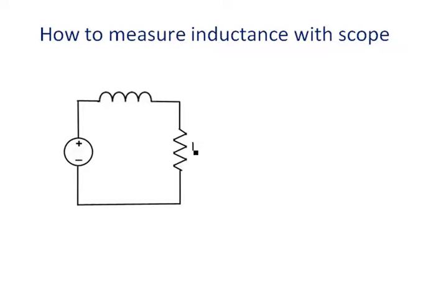So here we have a simple RL circuit. Assume we know the resistance. We want to measure the inductance. So here we're constructing a circuit in the AC domain. The power supply is a voltage source. Assume the sinusoidal voltage has a frequency f. So the angular frequency should be 2 pi f.